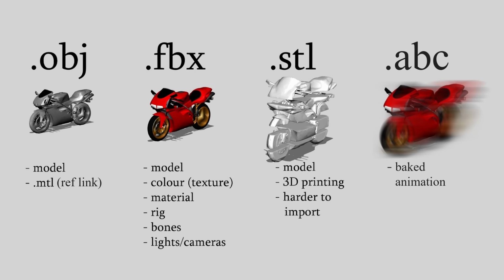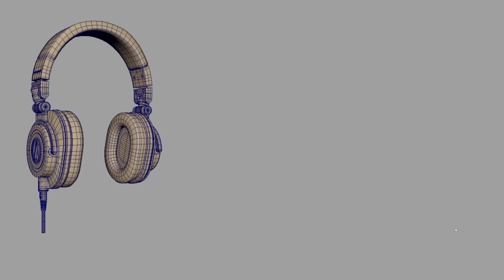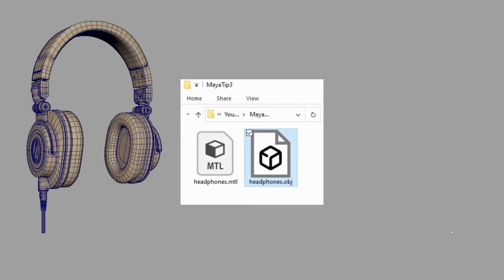STL files are used for 3D printing, and not all 3D programs can open them. And lastly, we have ABC, also known as an Alembic file cache. This is the go-to file for baked animation, whether that's character, cloth simulation, or particle simulation. I want to demonstrate for you what one of these 3D files looks like under the hood. I've exported this model as an OBJ, and it comes with an associated material file.